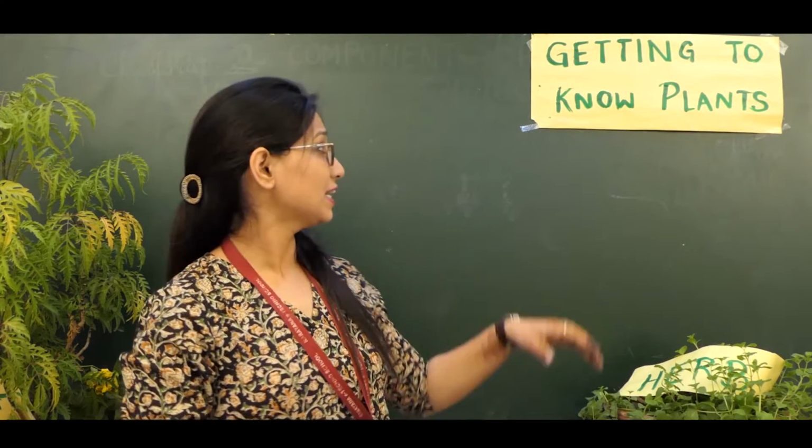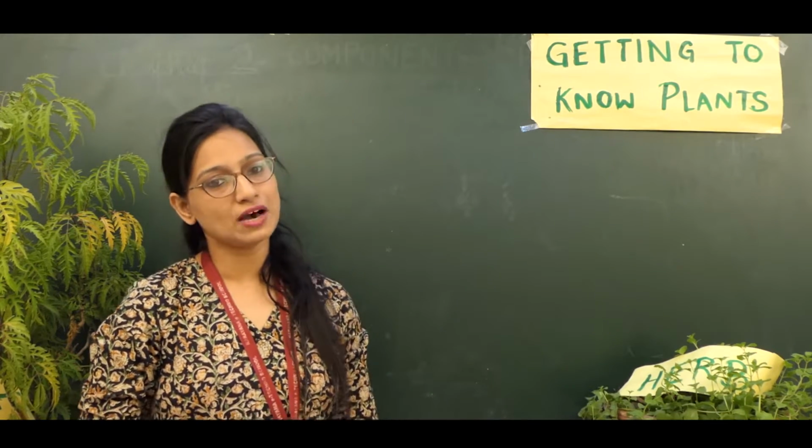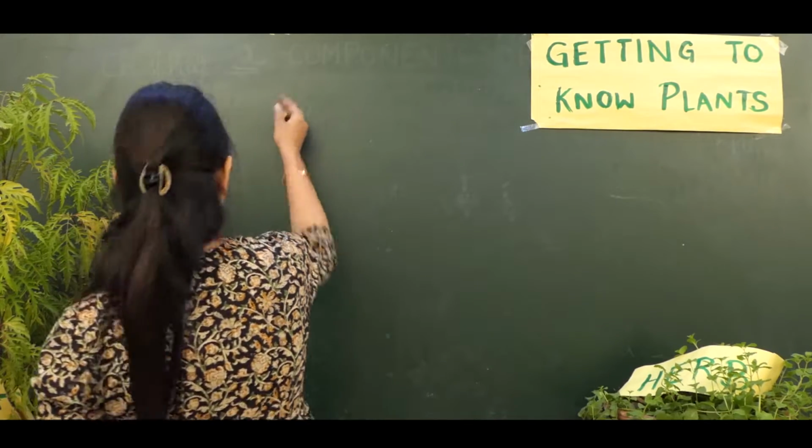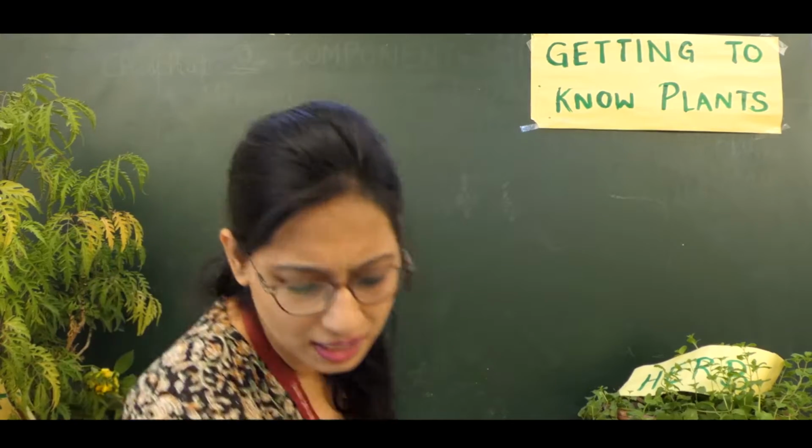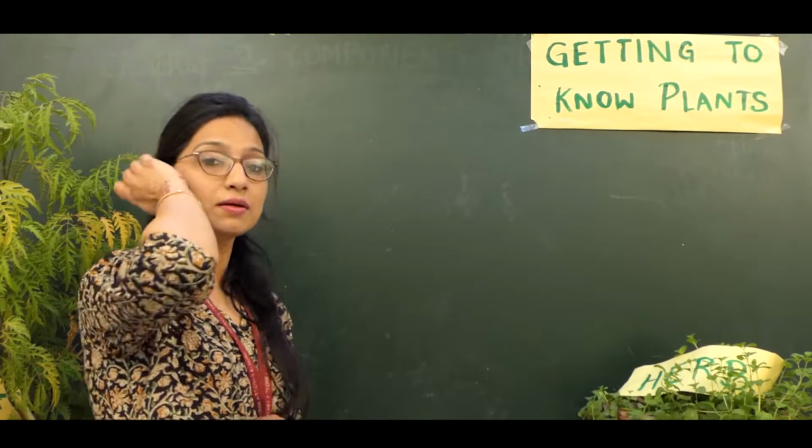We are seeing the chapter Getting to Know Plants, and we have seen the stem, we have seen the structure of the leaf. Now we are going to see today the functions of the leaf. So we will see what functions the leaf performs in the plant.